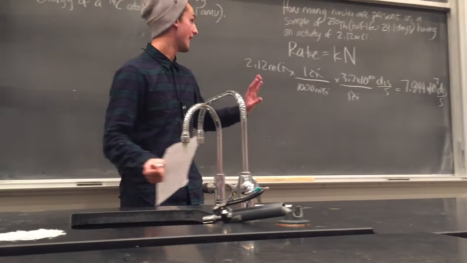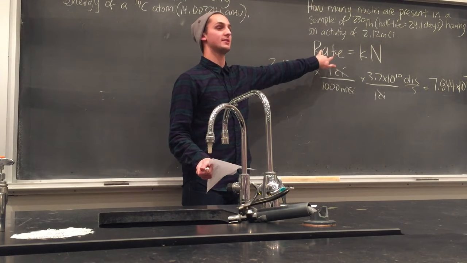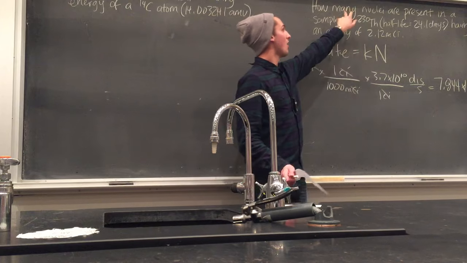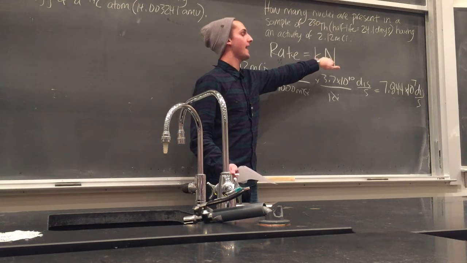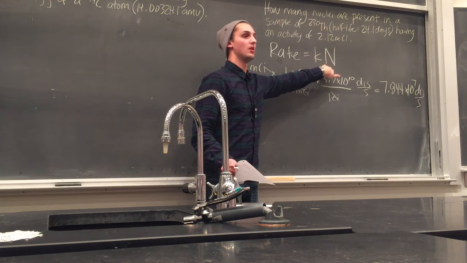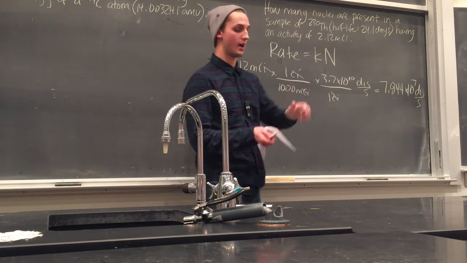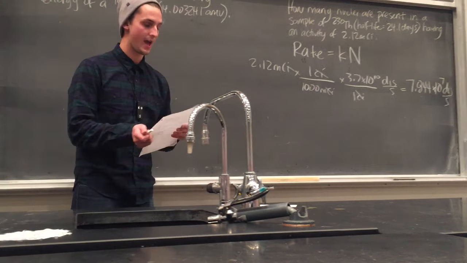Okay? So now I have my rate, where I can plug this in for the rate. Again, they want to know how many nuclei. So N is the thing that I'm trying to solve for. But I got to find k. All right? So how can we find k?